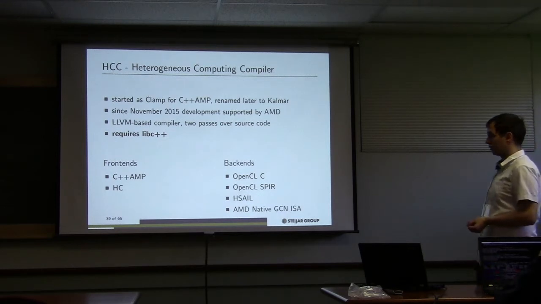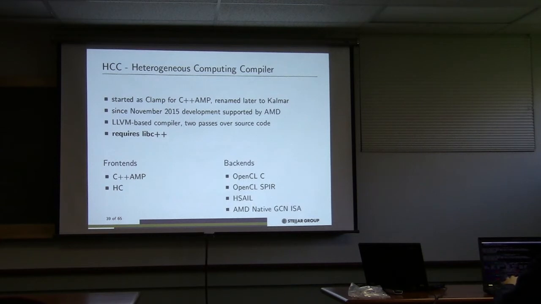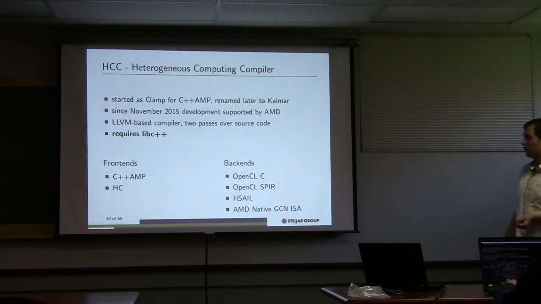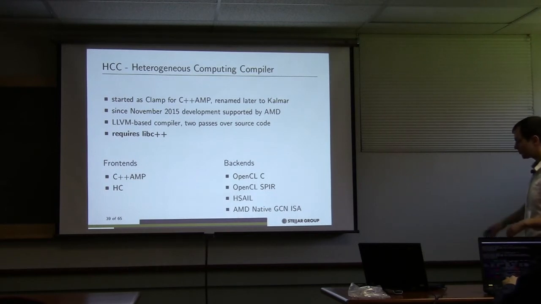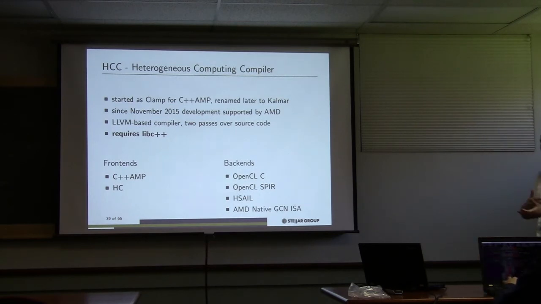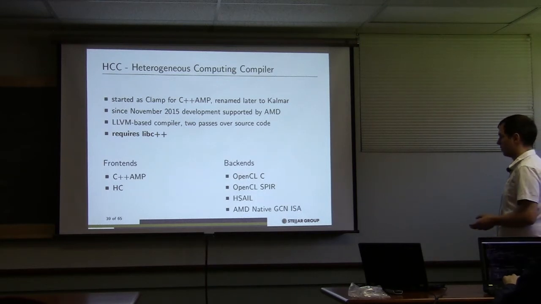What is very important is that the compiler is open source. It is based on LLVM. You basically get a modified Clang, and the compiler requires a libc++ implementation. In the first implementations, you could just build libc++ with the compiler; right now, they require that you put it in the standard directories. There are two frontends for this compiler: C++AMP and HC, which is almost the same with some changes. And there were 4 backends: OpenCL C, so you can generate OpenCL code to target the device; OpenCL SPIR, which is a kind of intermediate representation; HSA intermediate representation; and also a possibility to directly generate code for AMD GPUs.